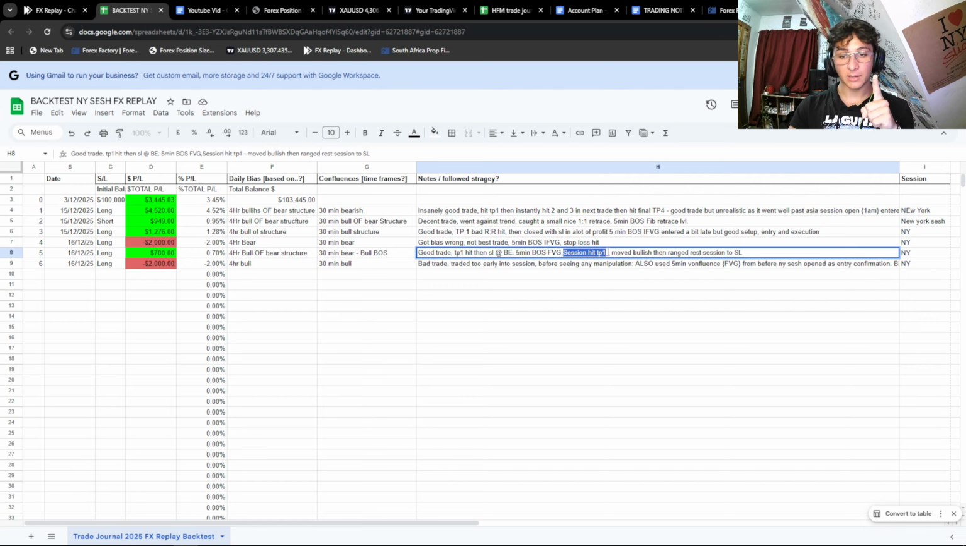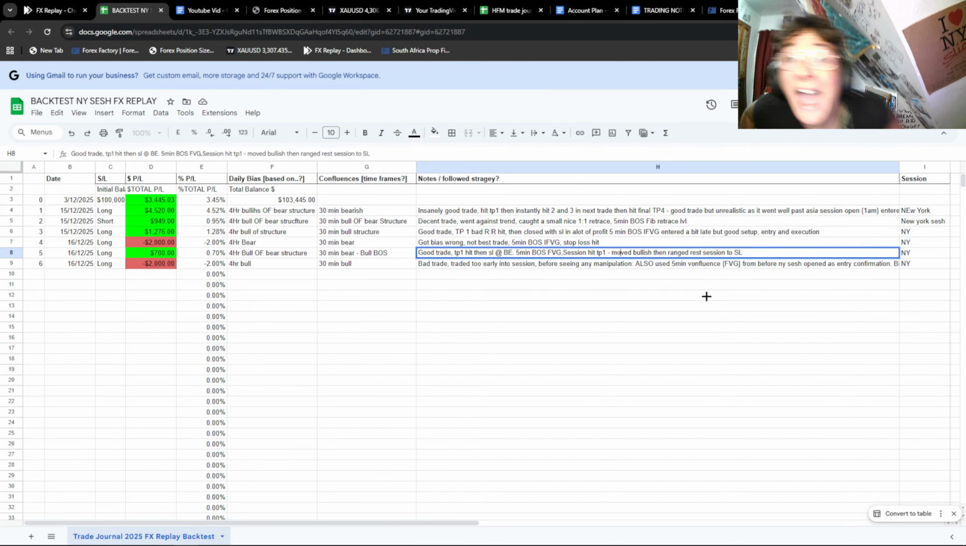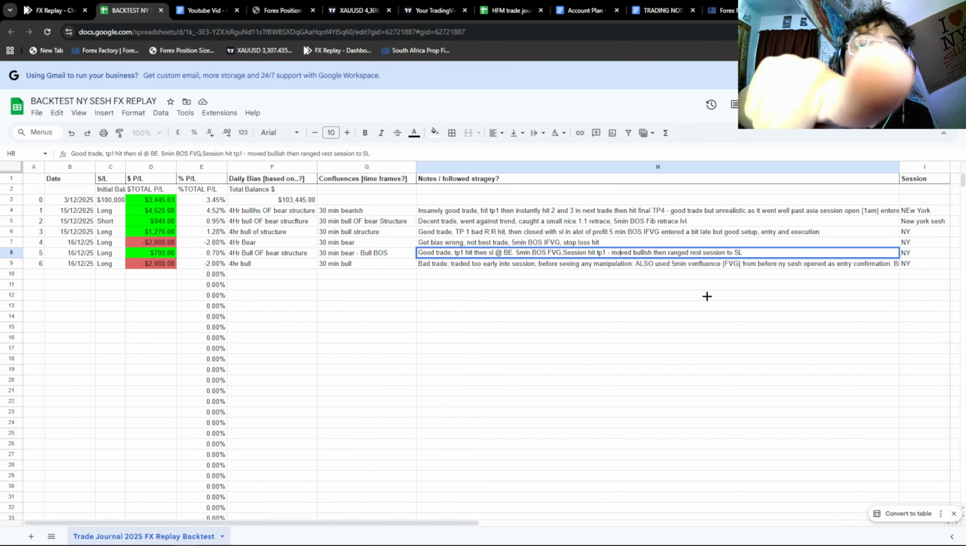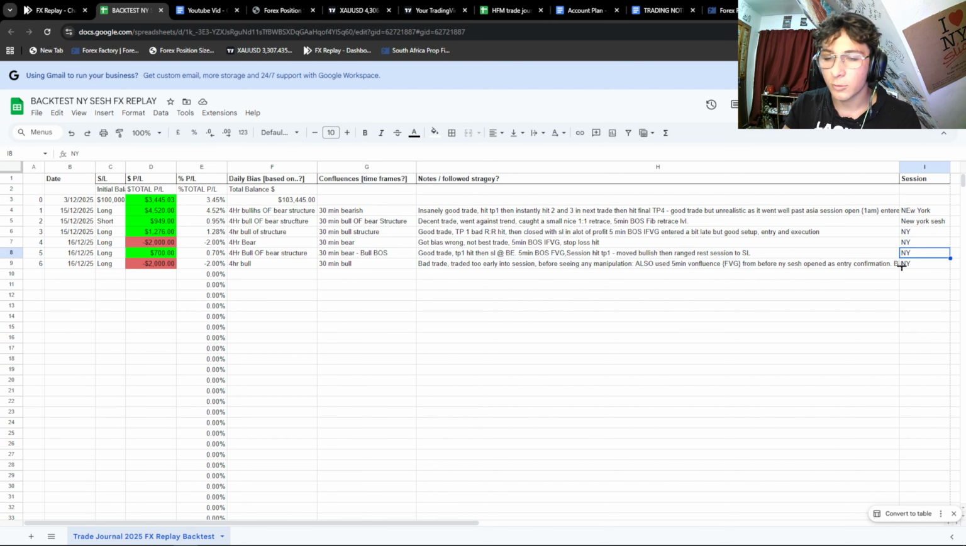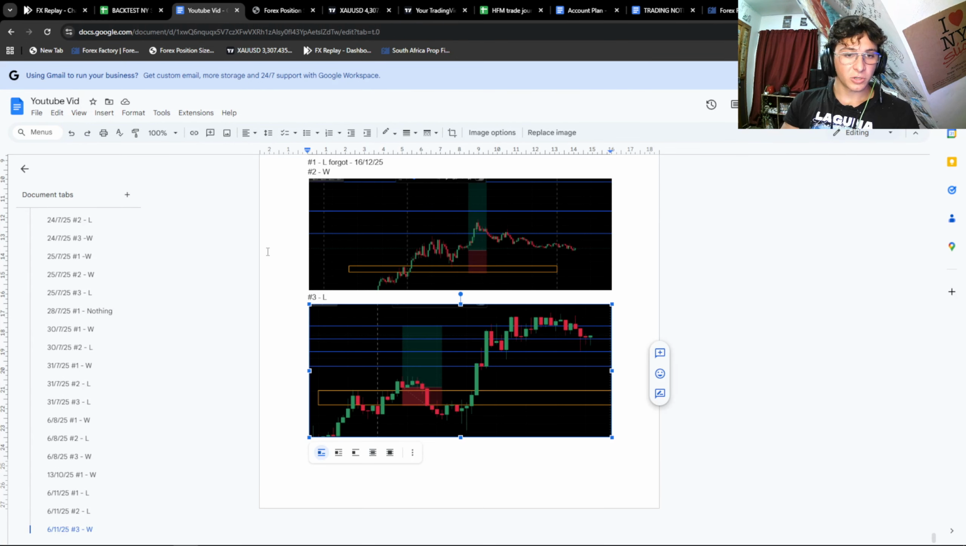The session hit take profit 1. It moved quite bullish and then it ranged the rest of the session all the way down to our stop loss. And this trade was in the New York session, as per the backtesting New York session Forex replay spreadsheet. And I will show you the trade right here.